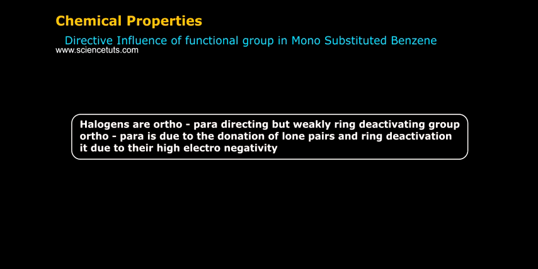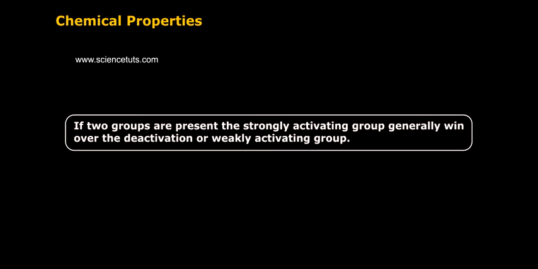Halogens are ortho-para directing but weakly ring deactivating groups. Ortho-para direction is due to the donation of lone pairs, and ring deactivation is due to their high electronegativity. If two groups are present, the strongly activating group generally wins over the deactivating or weakly activating group.